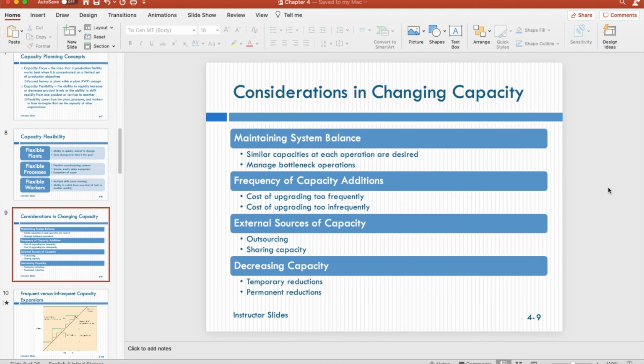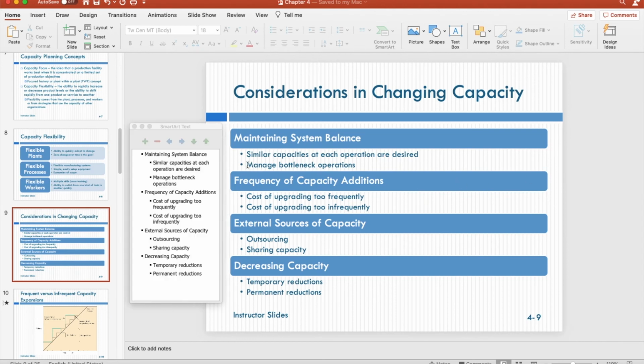We are trying to build up the capacity management so that the capacity levels from different aspects are similar. That's a good signal for the firm in terms of capacity management. So that's why we are trying to manage the bottleneck operations. What do we mean by bottleneck operations?